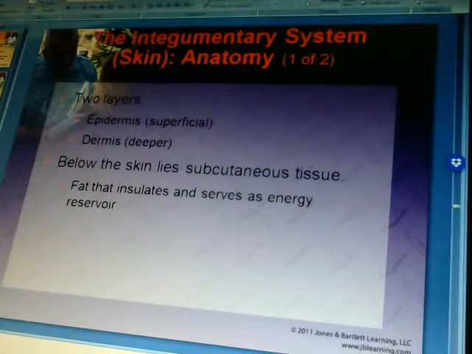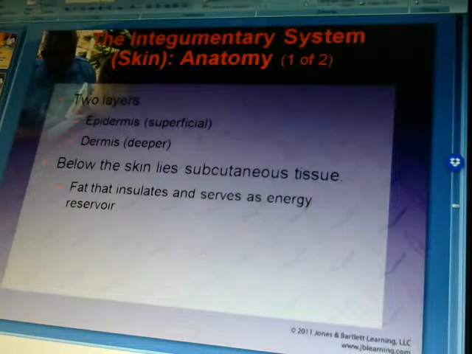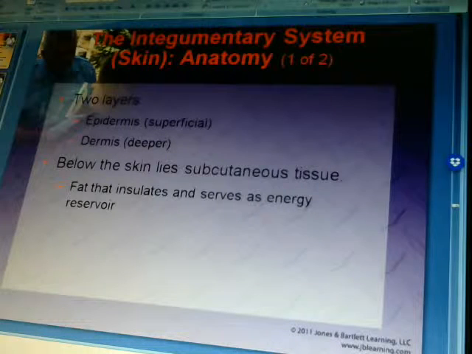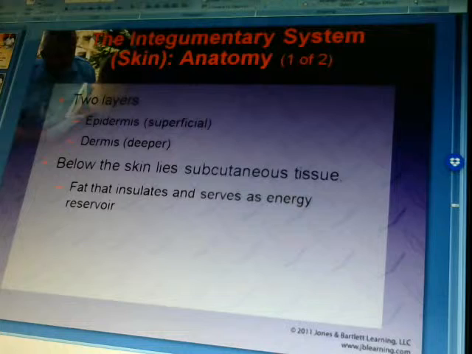We're going to talk about the skin, the integumentary system. You can pronounce it if you like, I can never pronounce that one. You can send me the proper pronunciation if you like, or just say the hard word, skin. There are two layers: the epidermis, the superficial layer, and the dermis. Below the skin lie the subcutaneous tissues. This is the fat that insulates and serves as energy storage.